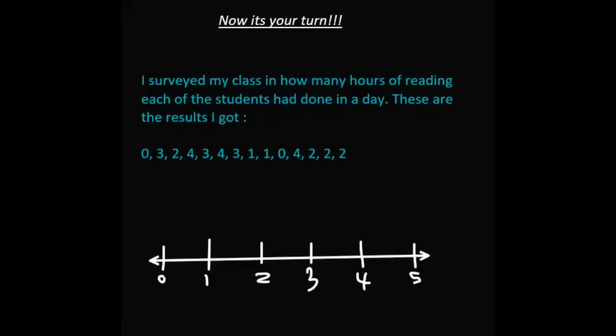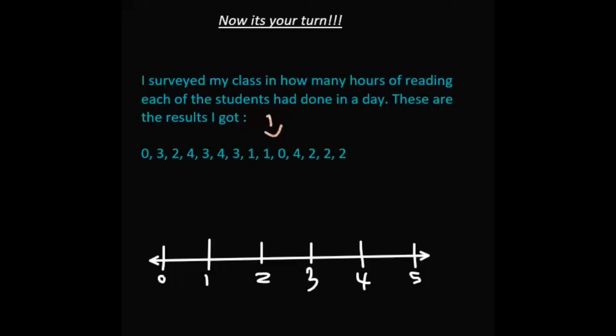Okay, so if you couldn't finish your number line, you can pause the video and finish it up. But if you are done, I'm going to start reading out the prompt. The prompt says, I surveyed my class on how many hours of reading each of the students had done in a day. These are the results I got right here. So it says 0, 3, 2, and all of these are the numbers, right? Or the hours of reading each student did in the day. So now you can pause the video and graph all these numbers down onto the number line. And then come back with your number line ready, because we're going to be doing some scoring at the end.